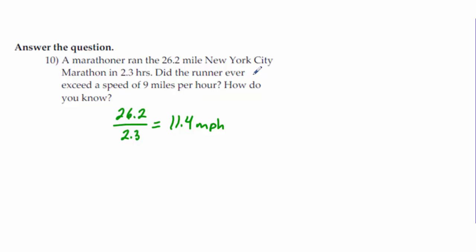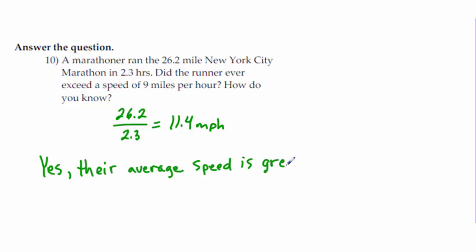And then we have to ask ourselves, if the person went 11.4 miles per hour, did they ever in their run exceed a speed of 9 miles per hour? Yes, because if your average speed is 11.4 miles per hour, at some point you had to be going 11.4 miles per hour, which is greater than 9. And so we would say yes, and in our own words, we would write out an explanation of how we know. The basic gist of it is their average speed is greater than 9, so they had to have gone at least 9 at some point.